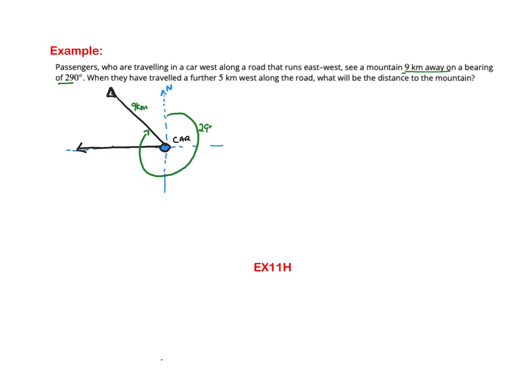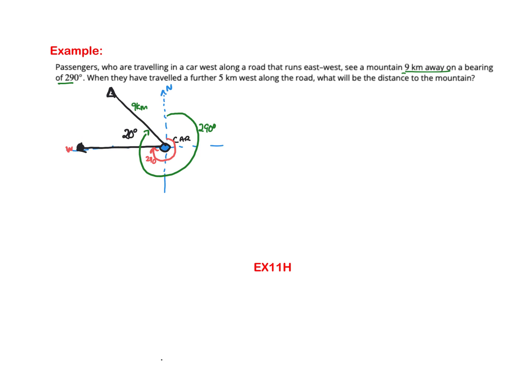So that's 290. So who can tell me, when we go from north around 3/4 of the circle, how many degrees is that? When you go to the west line, 270. So what would the little angle in between be? 20, good. So we're working out that that's 20 degrees in there. And that's what's going to help us, because they said when they have travelled a further 5 kilometres west, sorry. So then they move here.